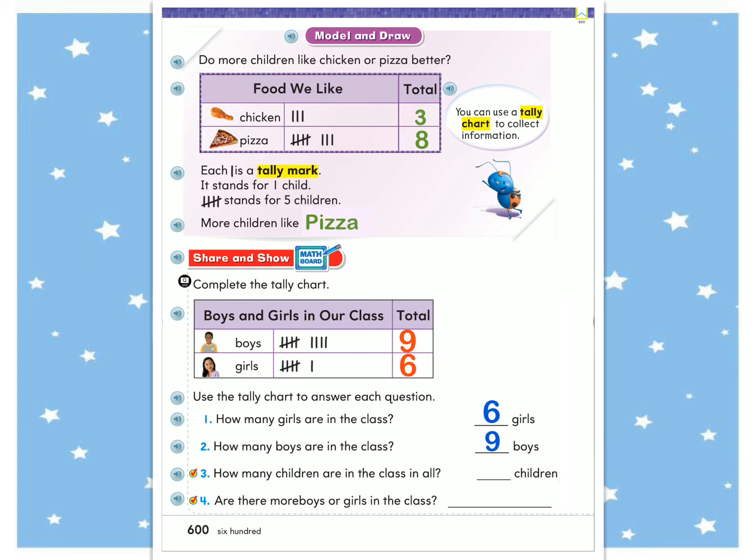Now, number 3, how many children are in the class in all? So we'll add the number of the boys and the girls together. So 9 plus 6 equals, equal to what? Very good. Equals 15. So we have 15 children in the class. Now the last question. Are there more boys or girls in the class? Of course, 9 is greater than 6, so boys are more in the class. Well done, grade 1.